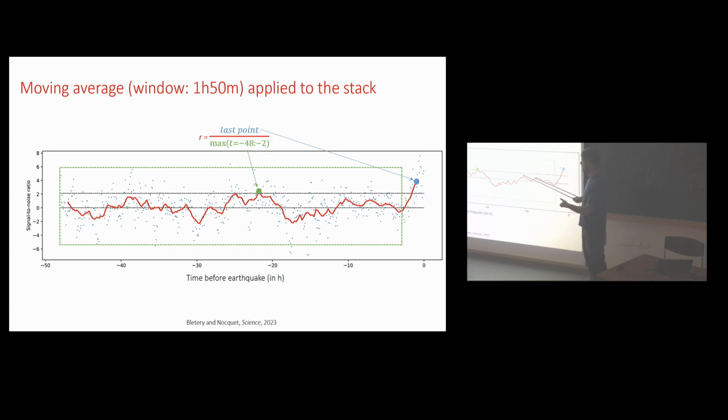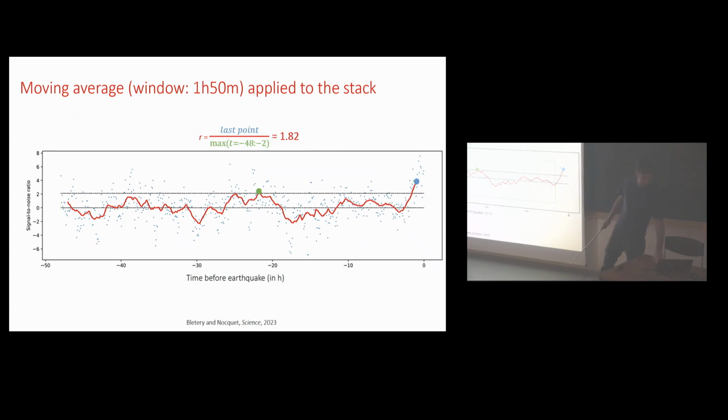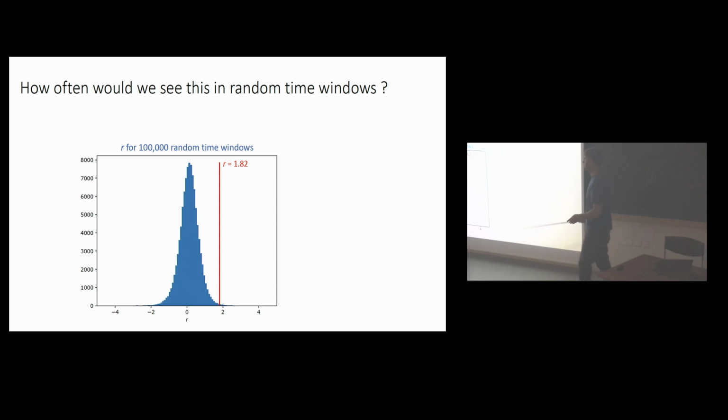And what we do is that we take 100,000 random time windows, we calculate the stack out of those. Then we calculate the moving average, then we calculate this error ratio. And what I'm showing here is the histogram of this ratio.